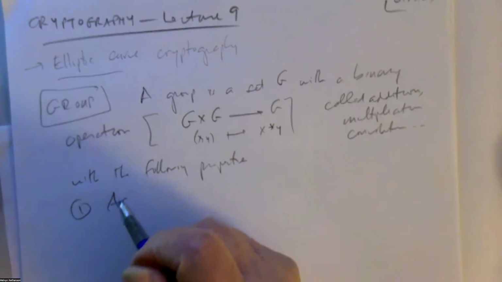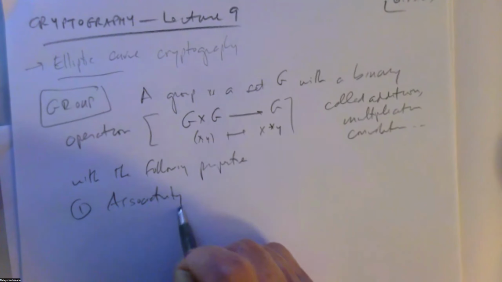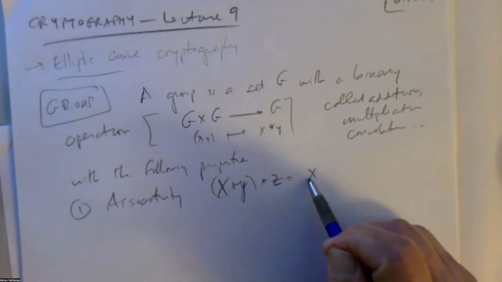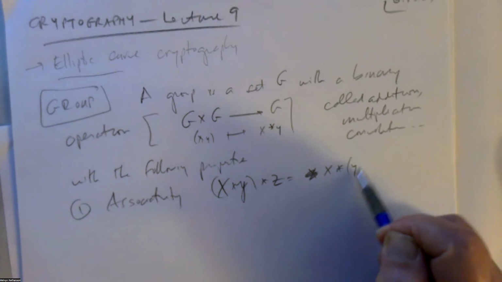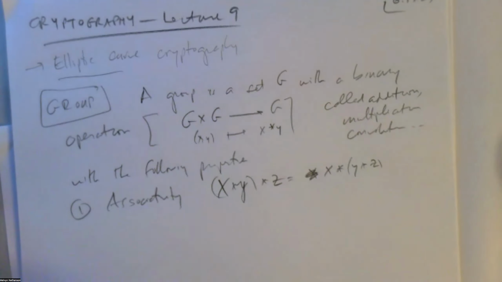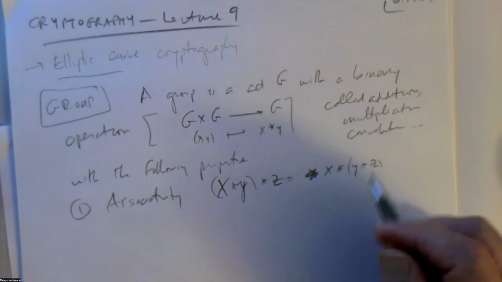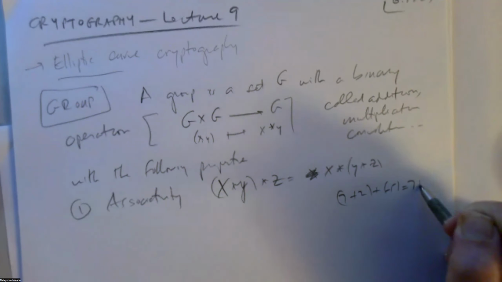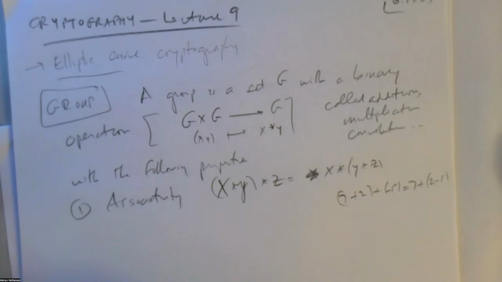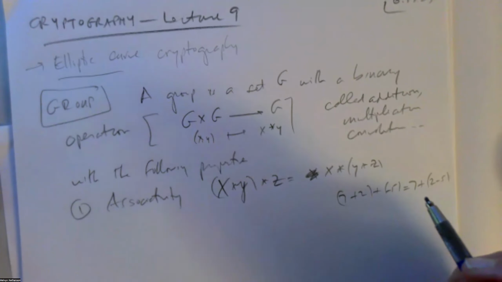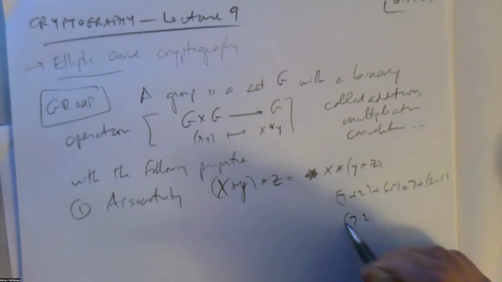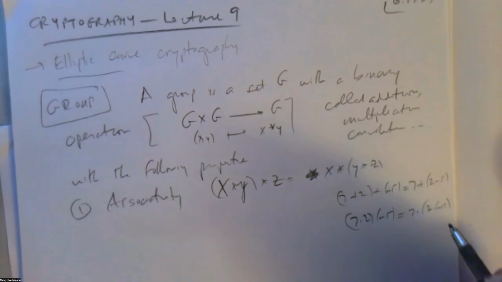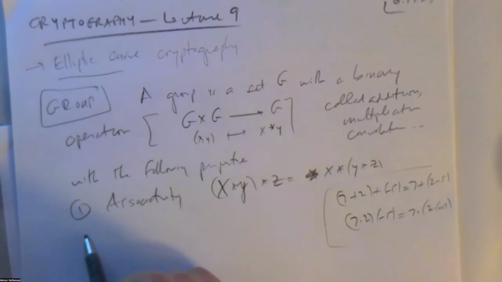So the first is associativity. If you have (x times y) times z, that's the same as x times (y times z). So for example, if you're looking at addition in the integers, (7 plus 2) plus minus 5 is the same as 7 plus (2 minus 5). That's associativity. If you were looking at multiplication, (7 times 2) times minus 5 is the same as 7 times (2 times minus 5). That's associativity.